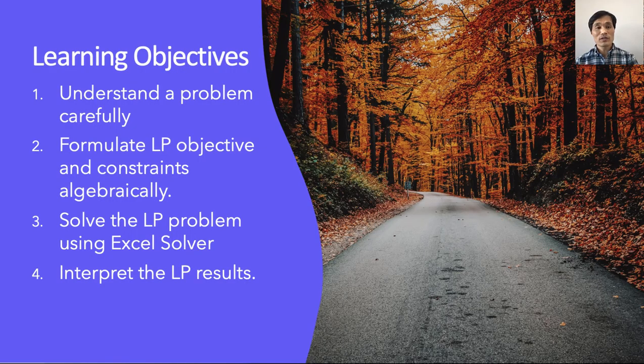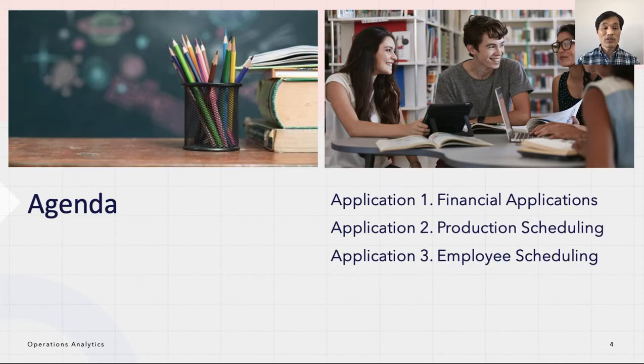The learning objectives are: first, understand a problem carefully; second, formulate the linear programming objective and constraints algebraically; third, solve the linear program using Excel solver; fourth, interpret the LP result. I would like to talk about 3 examples. The first one is financial applications, second, production scheduling, third, employee scheduling.